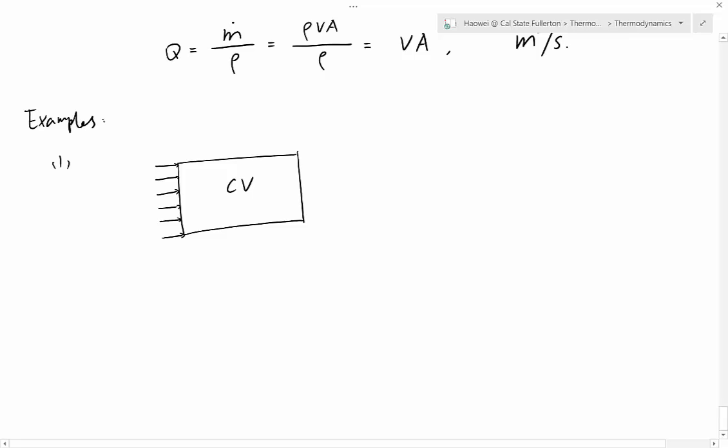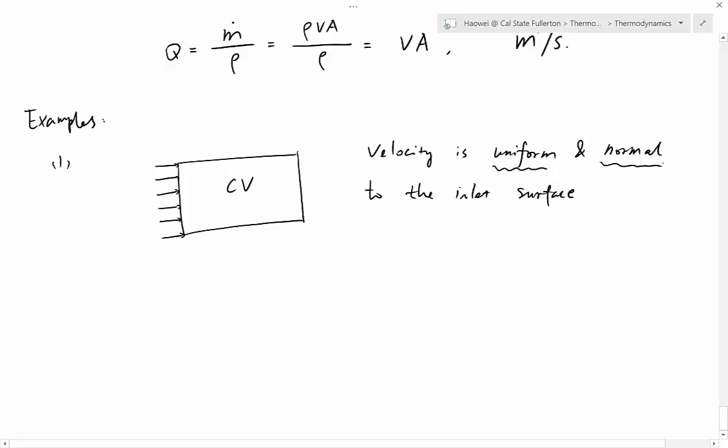Okay, so now let's do three examples. The first one is a control volume. And you see there's an inlet, and at the inlet, there's fluid flowing inside into the control volume. But this time, at the inlet, the velocity of the fluid is uniform, and normal to the inlet surface. Okay, first one uniform, second one normal.